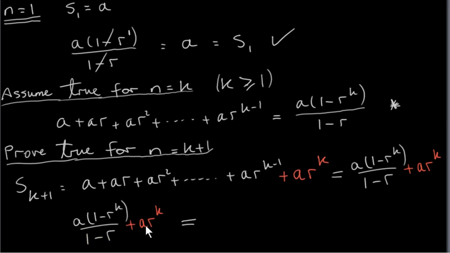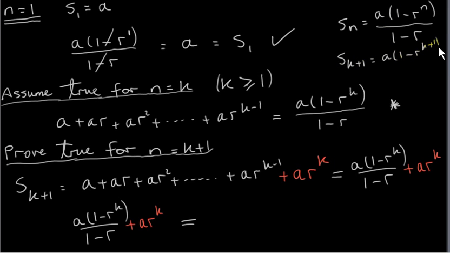What we want to do is see if this thing is the same as taking our formula that we're trying to prove, which is Sn equals a into 1 minus r to the power of n divided by 1 minus r, and replacing n with k plus 1. If we replace n with k plus 1, what do we get? We get a into 1 minus r to the k plus 1 divided by 1 minus r. So we want to see if this thing here is equivalent to a into 1 minus r to the power of k plus 1 all over 1 minus r. If it is, then we've proven that the formula is true for n equals k plus 1.